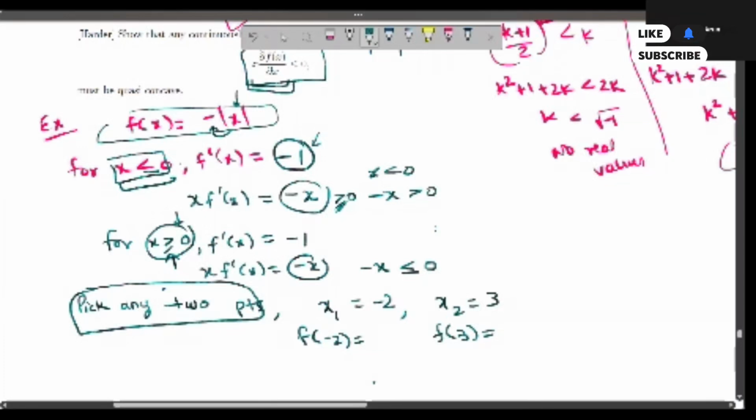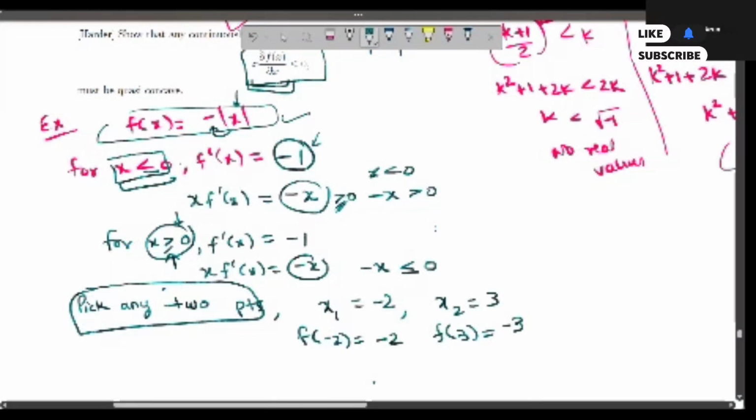You remember when we have to prove quasi-concave or quasi-convex. Yes, I understood, ma'am. Two values of x is what we are taking here. And then what will be the function's value? Ma'am, it's going to be -2 only, -2 and 3, and then -3.